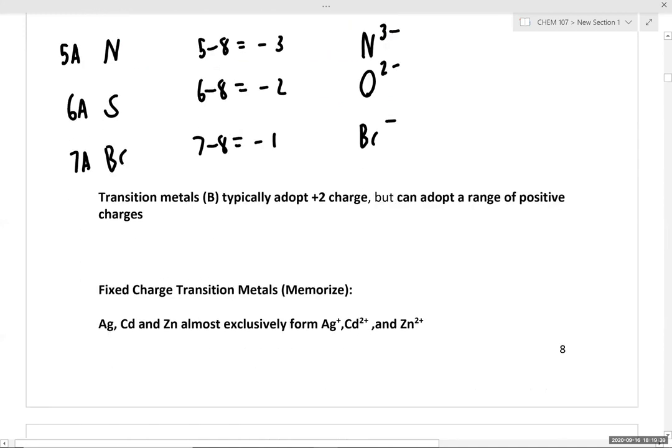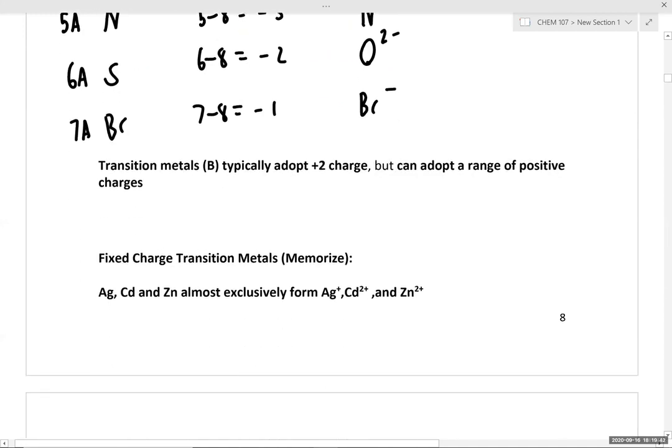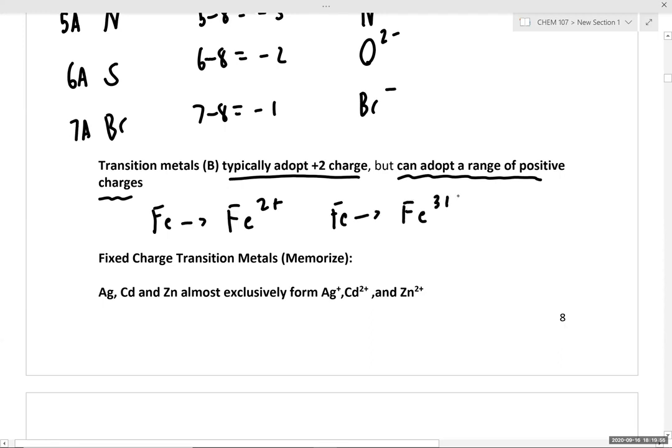So let's talk about transition metals. Transition metals typically can adopt a +2 charge. So iron can go to iron 2 plus, but they can adopt a range of positive charges. So iron can just as easily go to iron 3 plus. So you can't really predict the charge of a transition metal without additional information.